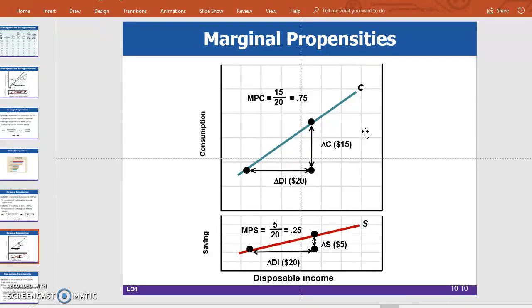And what about that red savings line? MPS will be the slope of that red savings line, the savings schedule. Savings increase by 5, income increases by 20. 5 divided by 20 is equal to 0.25, right? So that is disposable income.